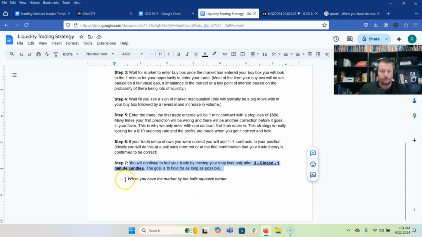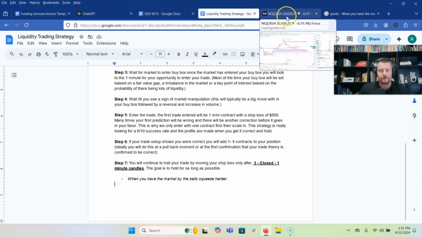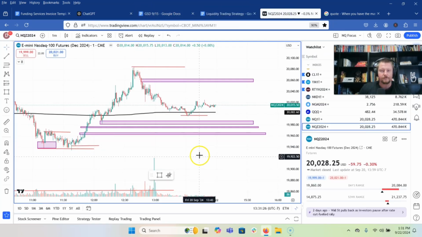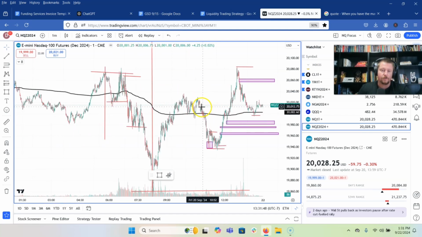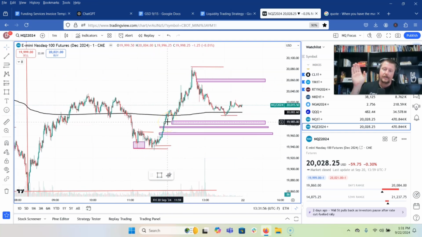Super powerful. And the quote I'll leave you on is, when you have the market by the balls, squeeze harder. So whenever you enter one of these pivot points, these reversals, and you get it right, double down and hold on. Move your stop loss every three candles, or 3 candles in your direction, one of those two. You want to just hang on and make as much profit as possible, and this will basically increase your win rates. Always enter with 1 contract just to be safe, but as soon as you get the confirmation, double down and hold.